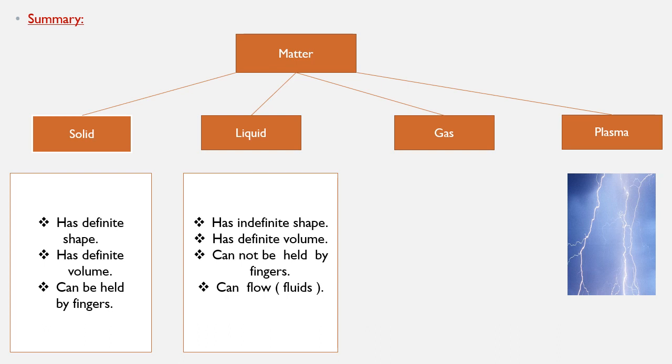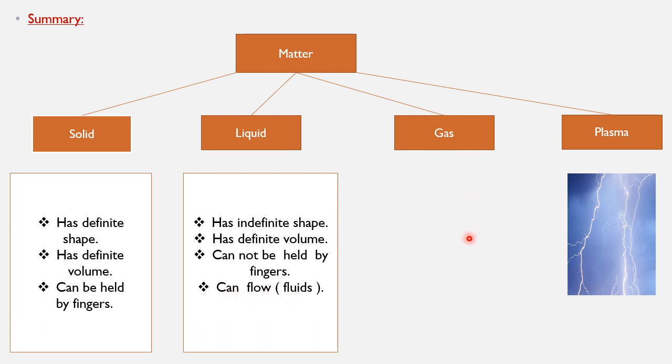Here is a small summary for our lesson. So matter, as we have taken, is everything around us which has mass and volume. Matter can be classified into 4 different states, which are solid state, liquid state, gaseous state, and the 4th state is plasma. Solids have definite shape, definite volume, and can be held by fingers, while liquids have indefinite shape, definite volume, cannot be held by fingers, and they are fluids, which means they can flow.